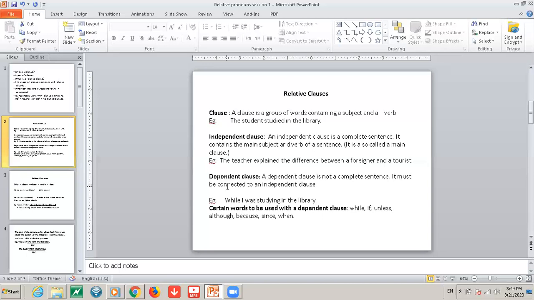There are some certain words that can help you identify the dependent clauses in a sentence. You can look for certain words that are commonly used to mark a dependent clause. These words are while, if, unless, although, because, since, and when. The use of any of these words indicates a dependent clause.